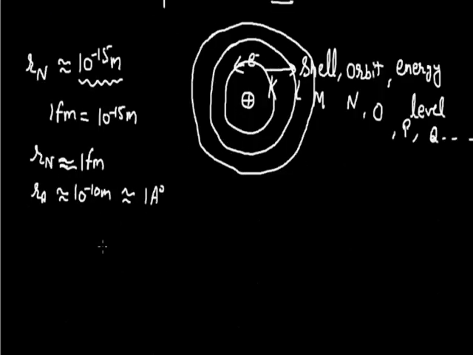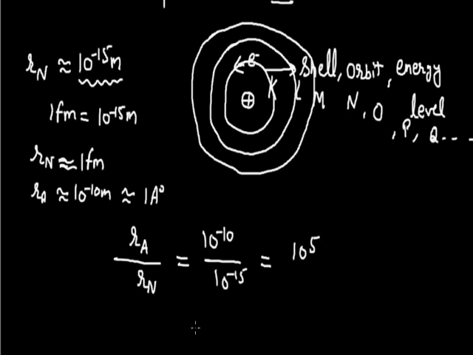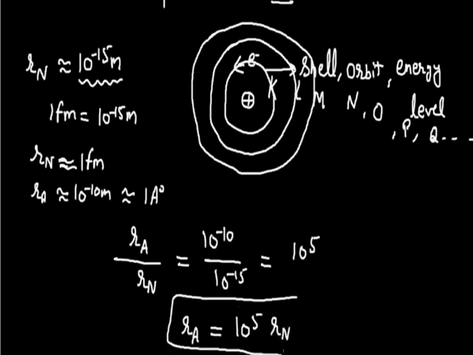The ratio of the radius of atom and the radius of nucleus is sometimes asked in exams. So we can find the ratio. The radius of atom divided by the radius of nucleus is 10^-10 divided by 10^-15. On solving this, we find that the value is 10^5. We can also write that the radius of atom is 10^5 times greater as compared to the radius of nucleus. So that is the ratio for their radius, and by this we can see that the atom is much greater as compared to the size of nucleus. So that is for their size.